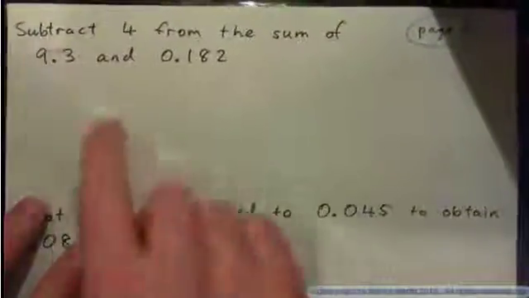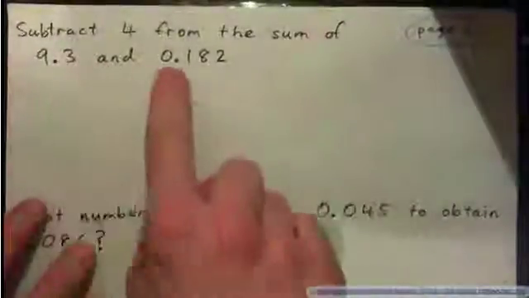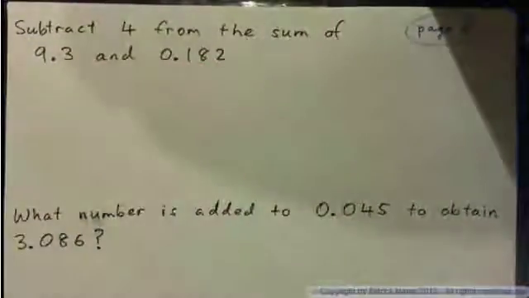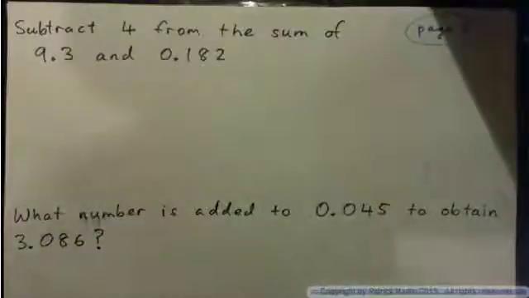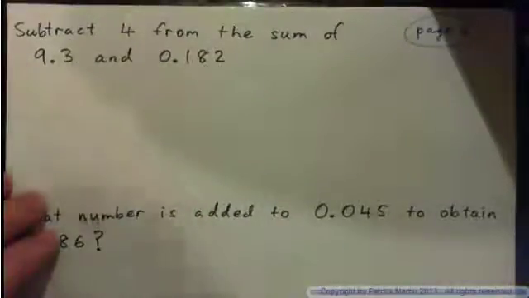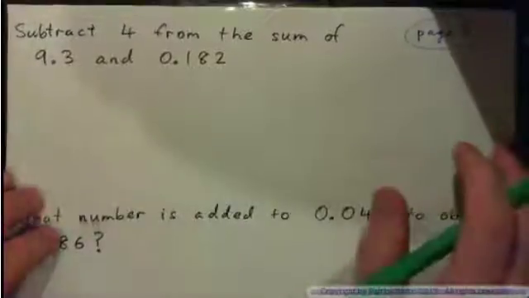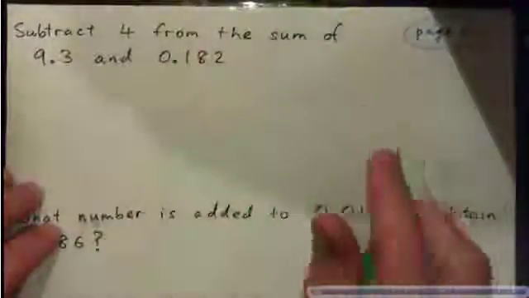Okay, can you do this one? Subtract 4 from the sum of 9.3 and that 0.182. By all means, press pause and see if you can do it. There's no point just watching me. You've gotta try and do it. Imagine this is your homework and just try and do it, and make that mistake so that you can then catch your mistake and watch me doing it, and make sure you catch your mistakes right now when you have a chance to learn this.